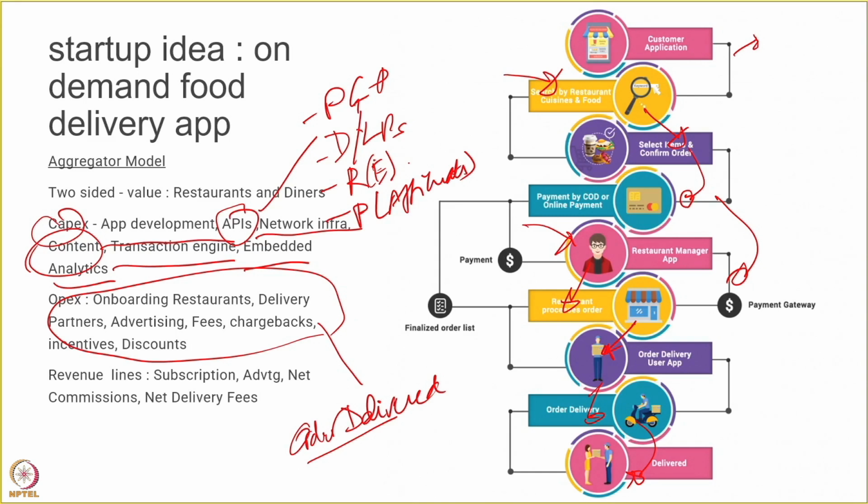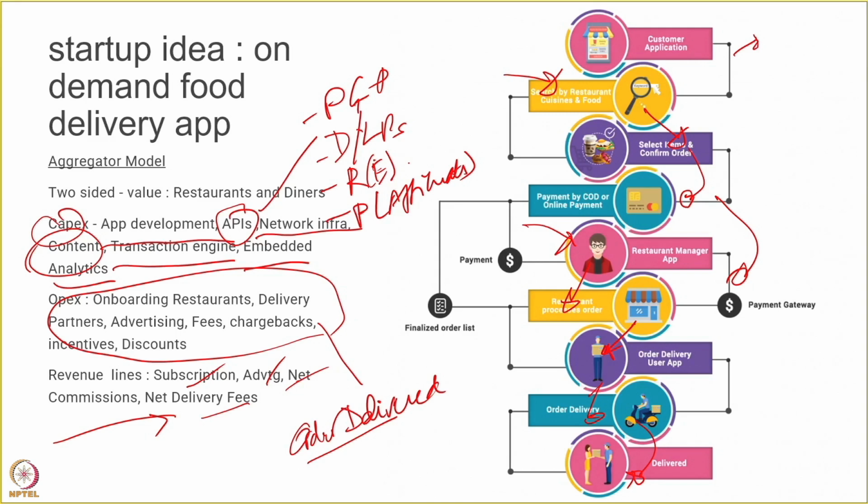For each order, the setup cost has been defined. The operating costs are basically to make sure the restaurants are signed on and are engaged for each order. Delivery partners, advertising, and all kinds of revenue lines, which are fees, chargebacks, incentives, which could be cost as well as fees, discounts, and so on. The broad revenue lines for the business is subscription fees, advertising fees, because it's a content engine.